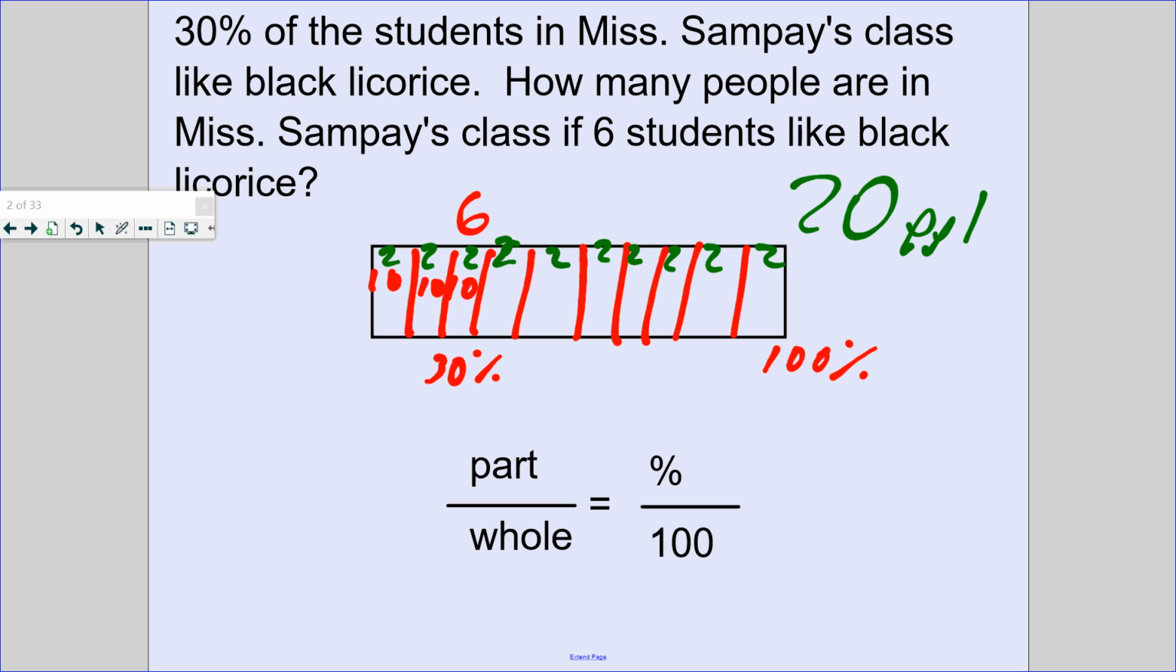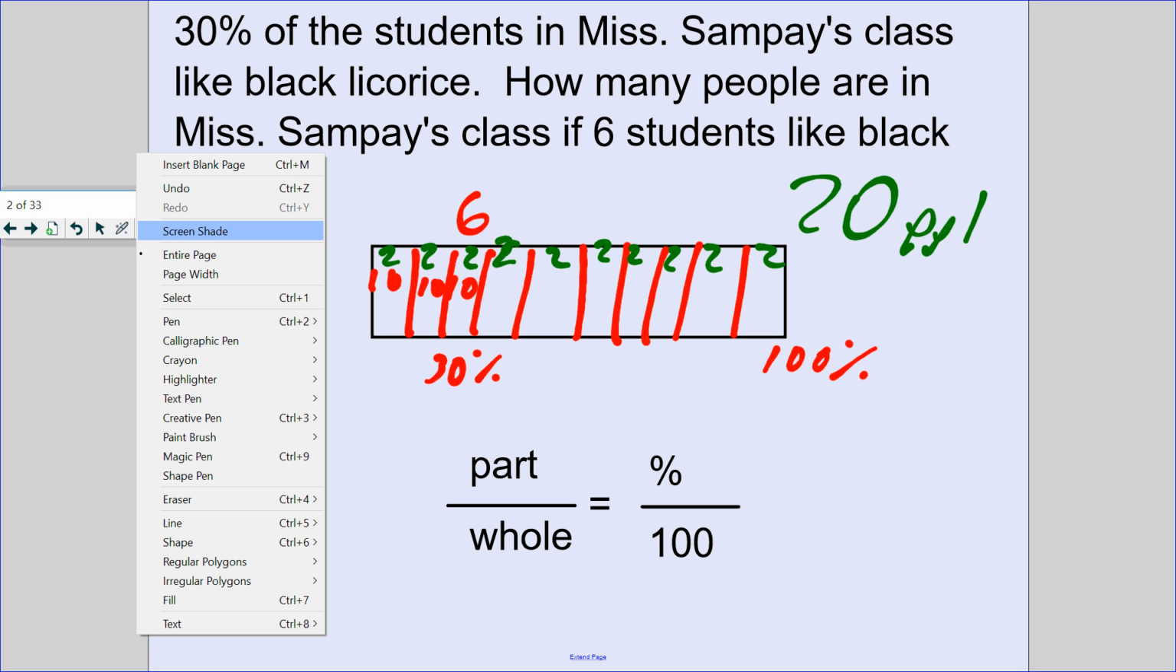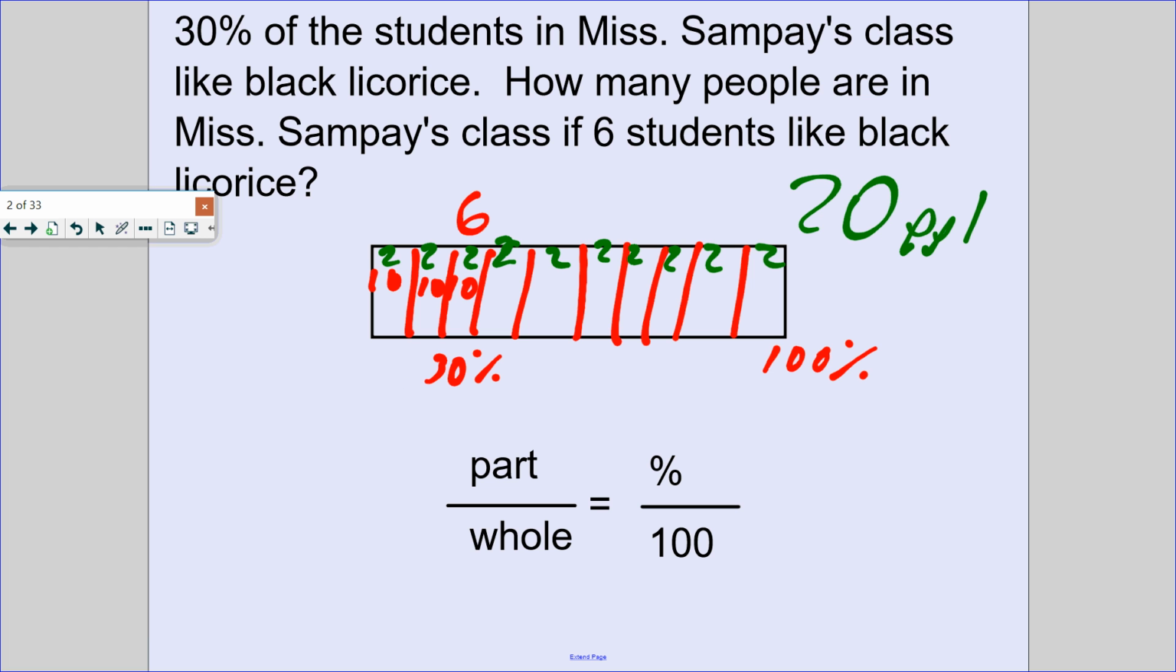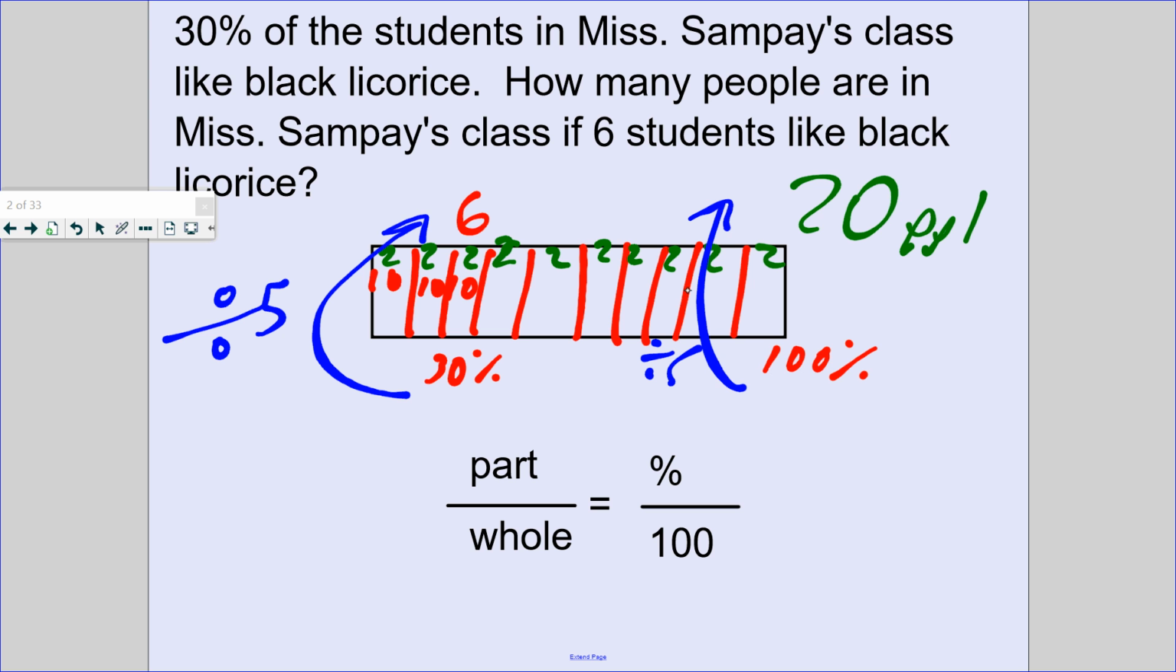Maybe you'll look at that and say, I don't think so. Maybe you find another relationship. Maybe you saw this. How do you turn a 30 to a 6? Divide by 5. And what is 100 divided into 5 groups? 20 people.